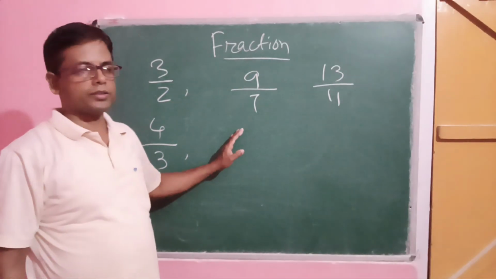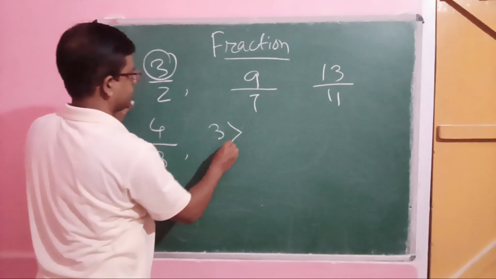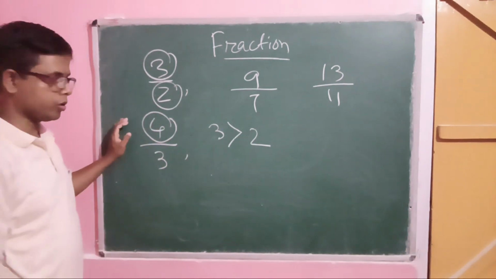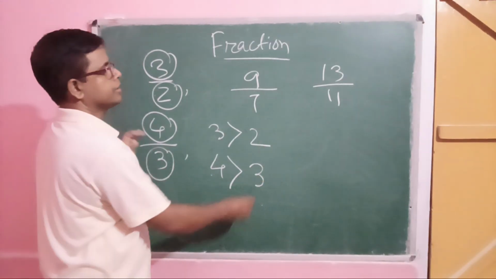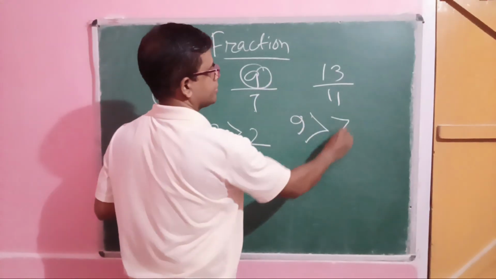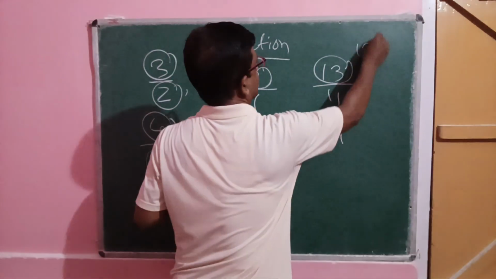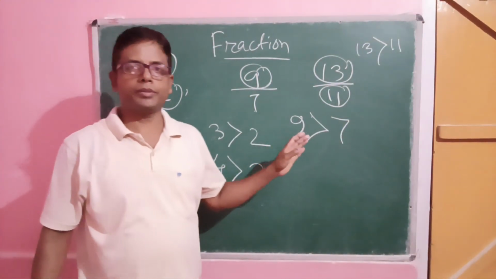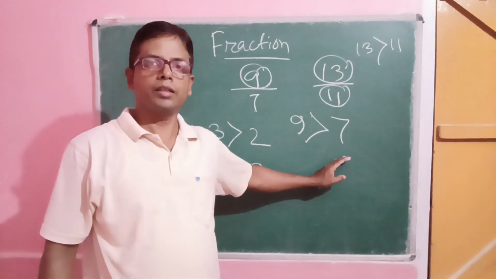In these fractions we observe that the numerator 3 is greater than the denominator. In this, the numerator 4 is greater than the denominator. 9, the numerator, is greater than 7, the denominator. 13 is greater than 11, the denominator. So what we have seen is that the numerator is greater than the denominator.